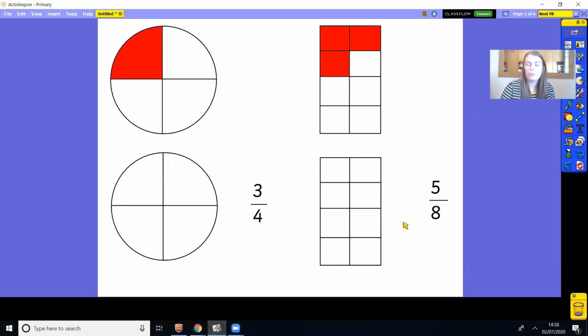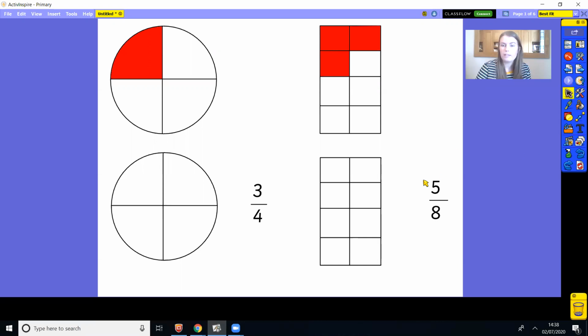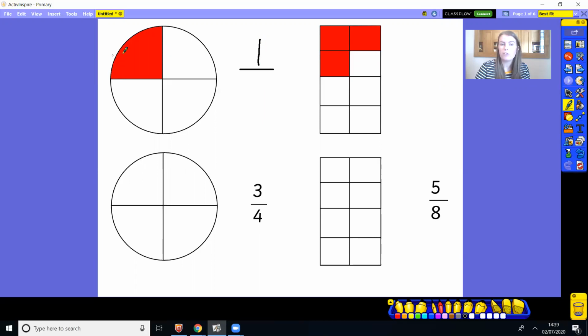So first of all, we're going to start by looking at identifying fractions. So we know that the numerator is the top number and it shows us how many pieces are coloured in, and the denominator is the bottom number and that shows us how many pieces we have in total. So if we were going to identify this fraction here, we would know we've got one piece coloured in, so our numerator would be 1, and we've got 1, 2, 3, 4 pieces all together, so our denominator would be 4. So this shape represents 1/4.